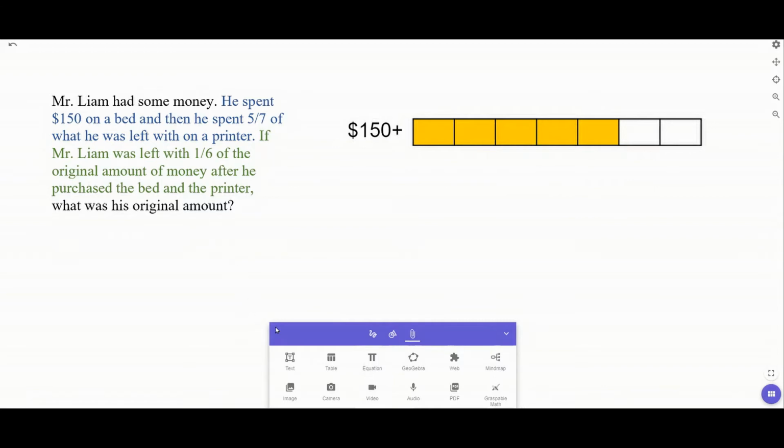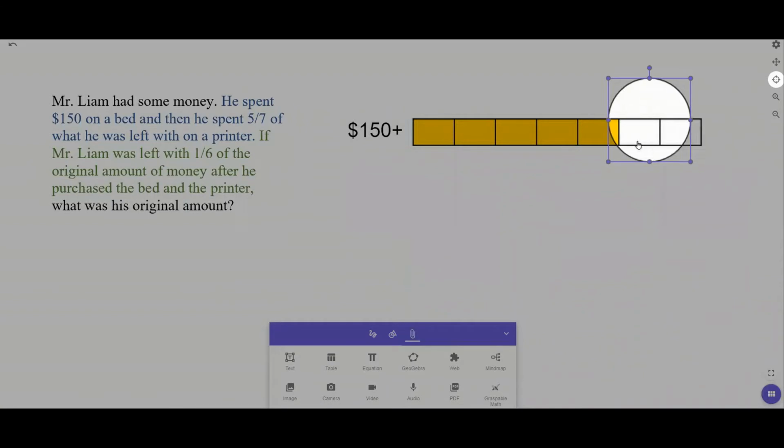Let's read the green part of the sentence. If Mr. Liam was left with 1/6 of the original amount, that tells me the 2 white rectangles you see above in my picture that he was still left with have to represent 1/6 of the original amount. So these 2 white rectangles should represent 1/6 of the amount. So I can use 2 pieces times 6, that's 12. I can use 12 of the rectangles to represent his whole amount.